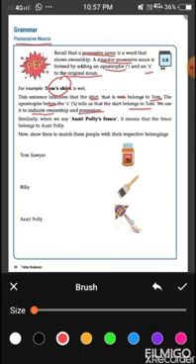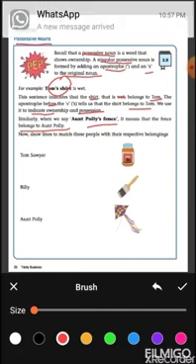Similarly, when we say Aunt Polly's fence, it means that the fence belongs to Aunt Polly. Now, draw lines to match these people with their respective belongings. Do you remember the story, children? Yes. Shall we recall the story? Just recall and we shall do this activity.